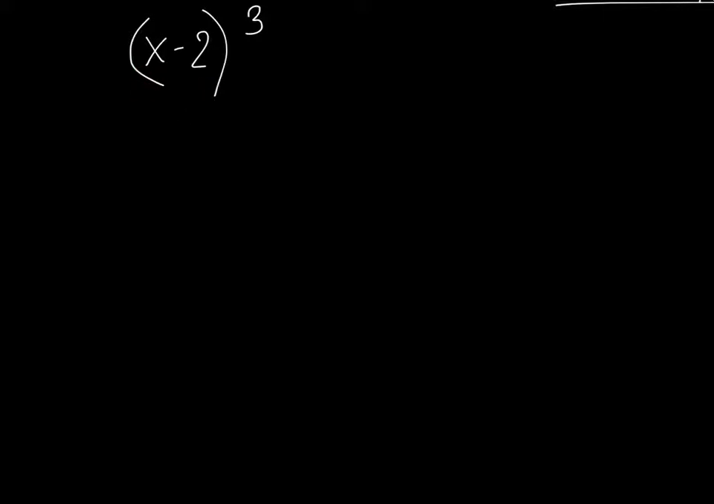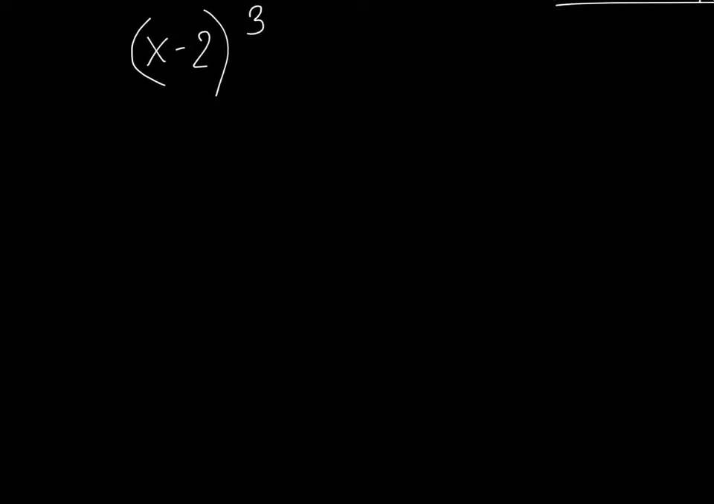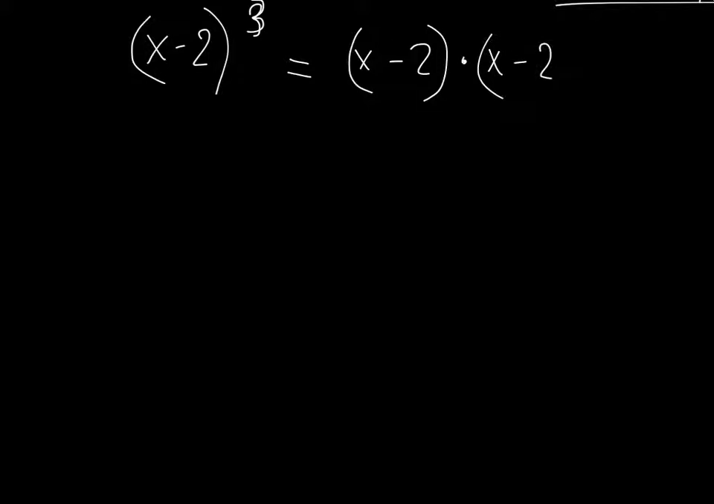X minus 2 whole cubed. This one is a little bit trickier since it's a whole cubed. Last time it was a whole square. This time it's a whole cubed. So that makes a little bit more of a difference. So let's write it the way we did before. X minus 2, three times, since it says whole cubed. X minus 2 times x minus 2 times x minus 2. That is what whole cubed means.